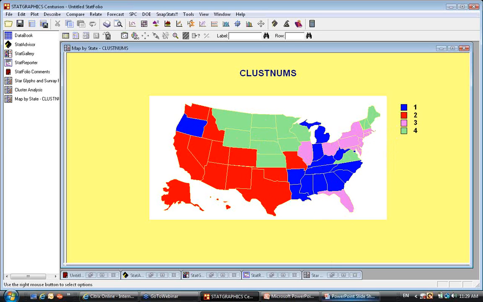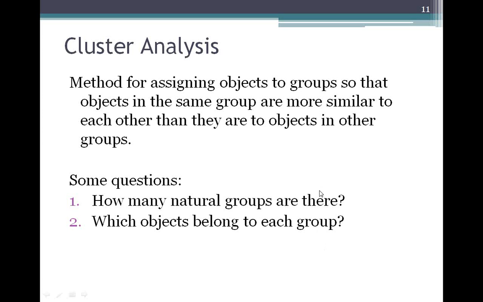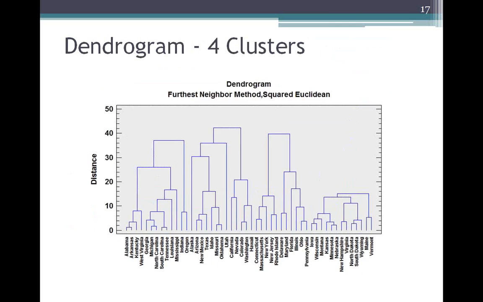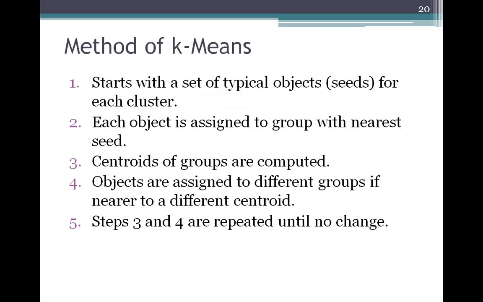Okay. All right. That was a hierarchical cluster, and it appeared that there did, at least using the methods I used, that there were about 4 natural groupings of the states. Okay. Now, there is one other way to do clustering, and that is to use the method of what's called k-means. Rather than starting with every object in a different group, if you use the method of k-means, what you do is you start with a set of typical objects.